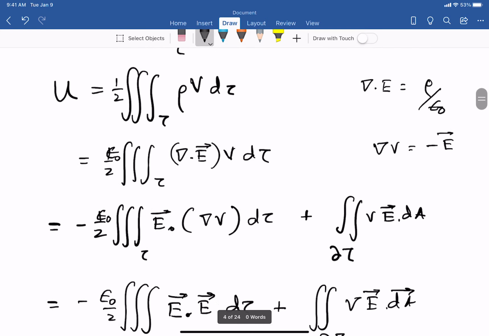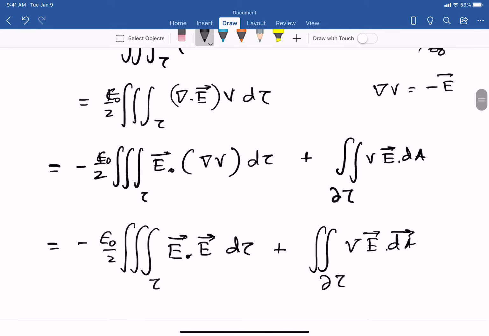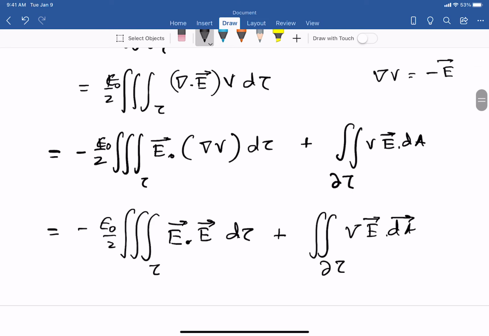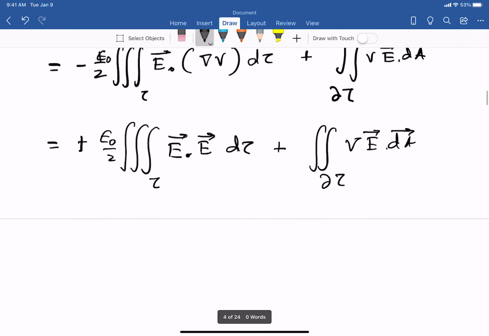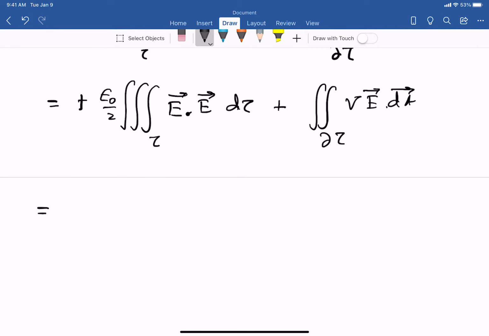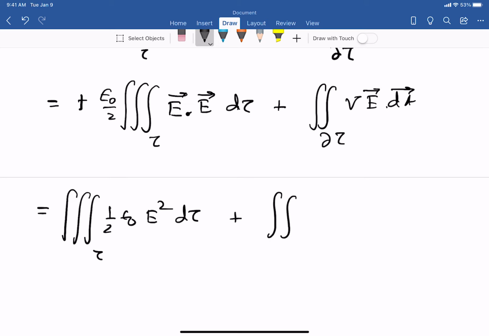So when I put minus del V for E, that produced a minus sign, which will cancel out this minus sign. So what we have is half epsilon 0 E squared d tau plus this surface term, V E dot dA over the surface of the volume tau.